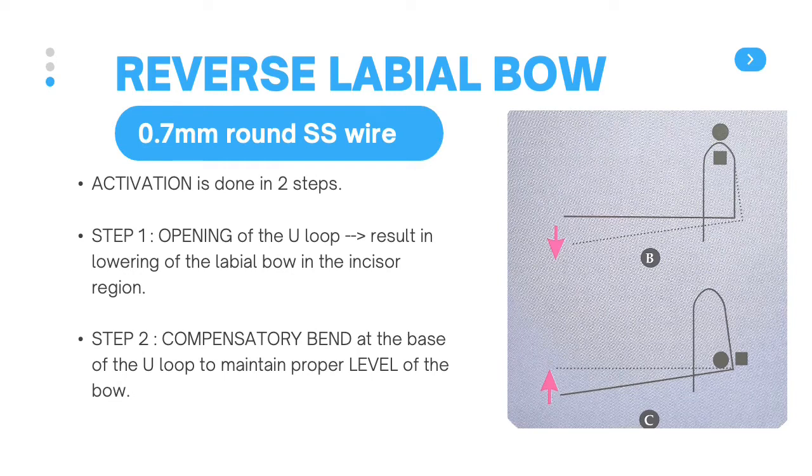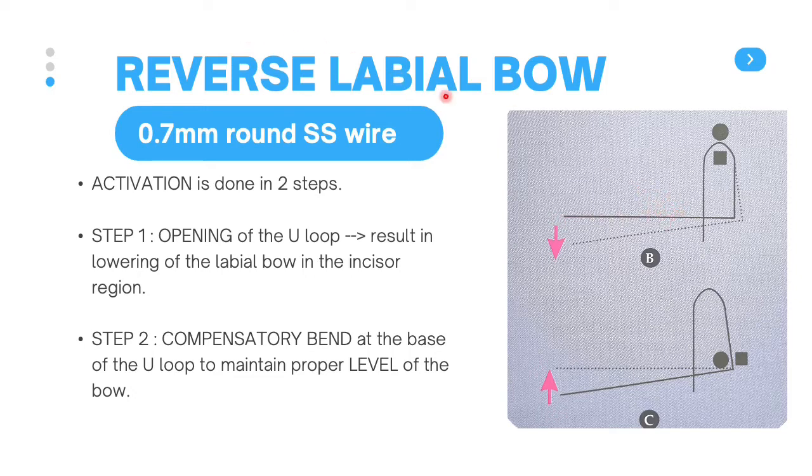The main difference between the reverse labial bow and the other labial bows is the design of the U-loop. Therefore, the activation is also different. For the other labial bows, which are the short labial bow, long labial bow, and split labial bow, the activation of the U-loop is by closing the U-loop, meaning that the plier will compress the U-loop about 1 mm so that the labial bow will be moved palatally around 1 mm.